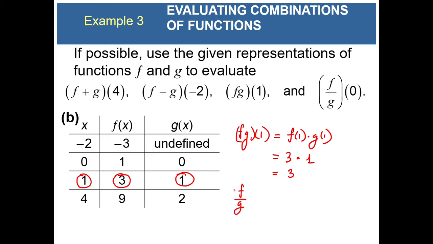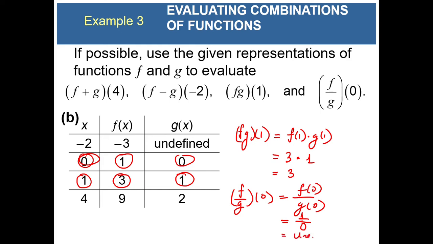F divided by g of 0 is equal to f of 0 divided by g of 0. So we'll plug in f of 0. If I plug in a 0, I get a 1. And then I have to divide that by 0, and that would be undefined because we cannot divide by 0.